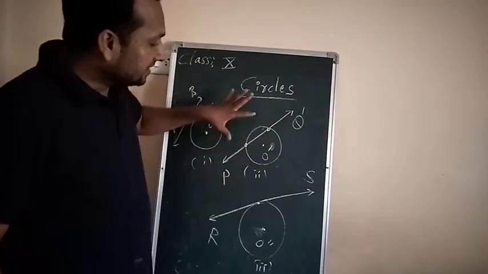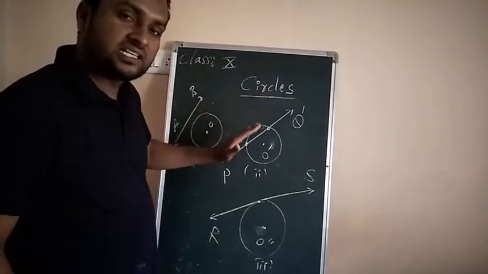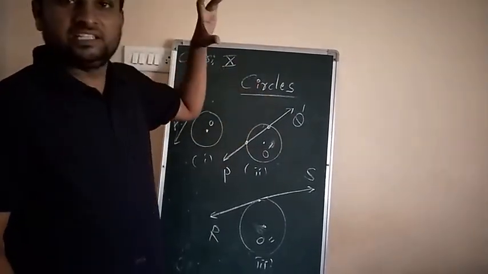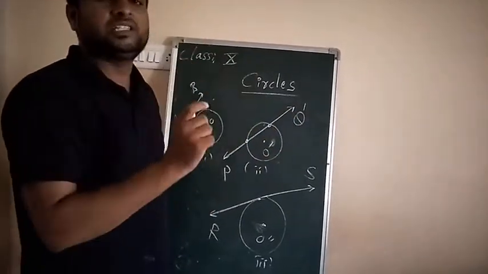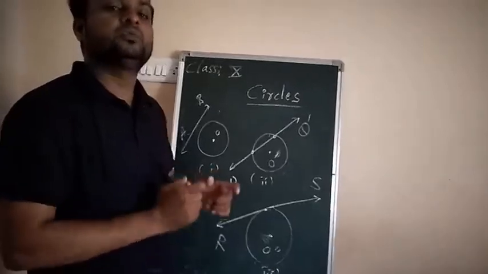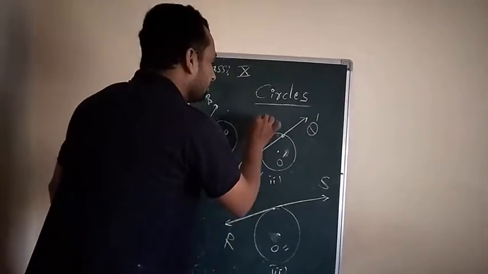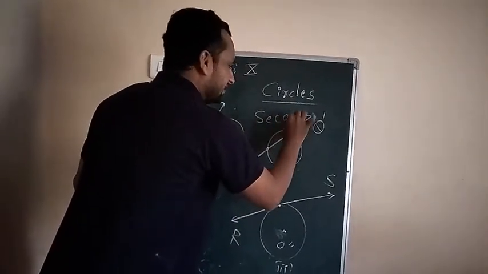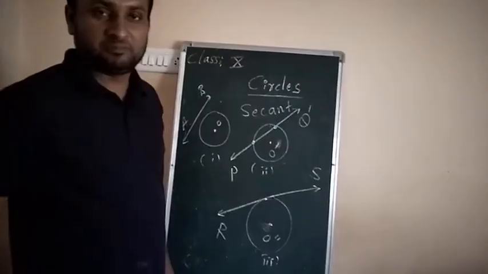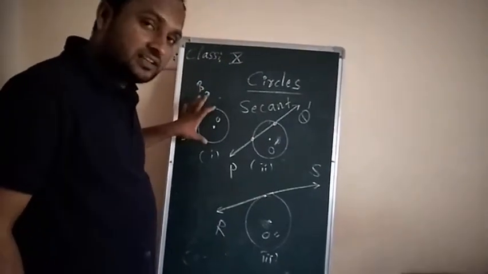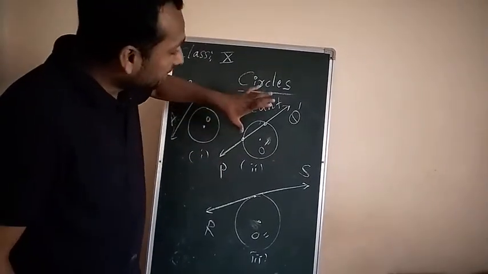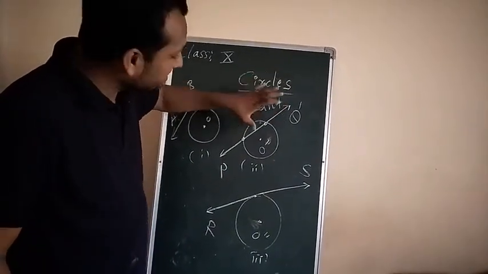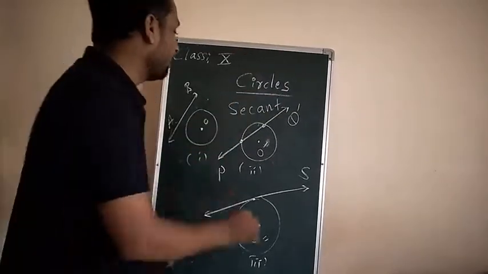Now see that this line PQ is intersecting the circle at 2 distinct points. So if the line is intersecting the circle at 2 distinct points, or 2 common points of the circle, then what we call it is a secant. Remember? Now see in this figure, a line is not intersecting the circle, but here the line segment is intersecting the circle at 2 distinct points.